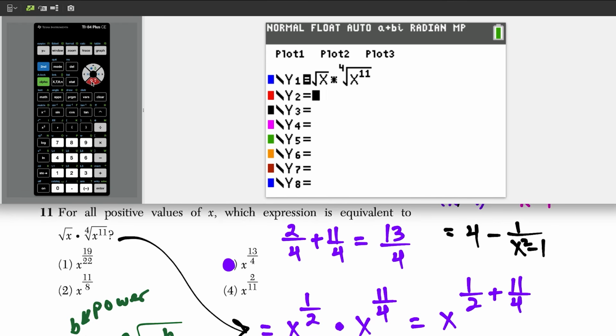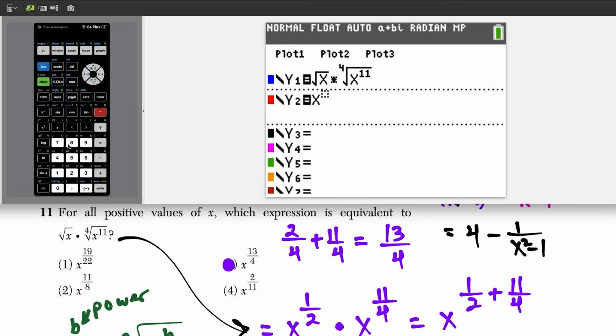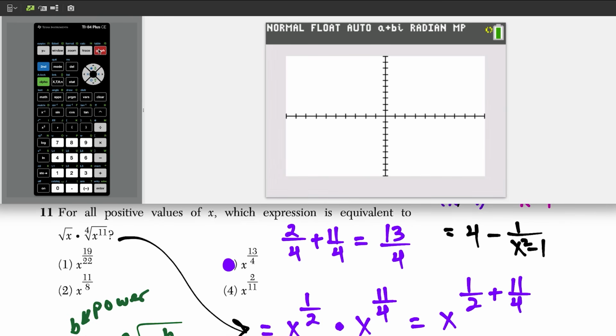And then I look at all the answer choices. I go one by one, and then I finally type in x to the power 13 over 4. And if I press graph here, notice that I get exact matches. So that's how I know that choice 3 is good. But if we want to see it with the rules, we can do this algebraically.